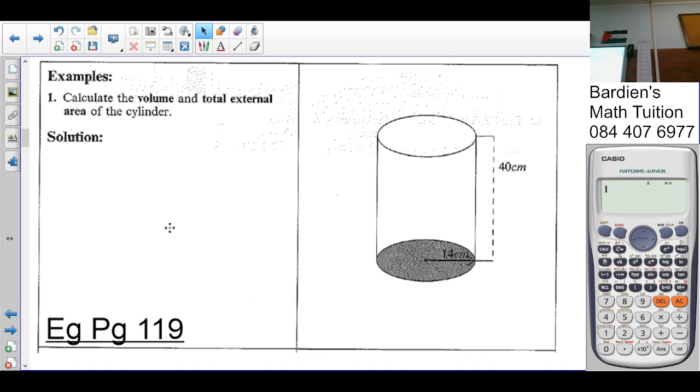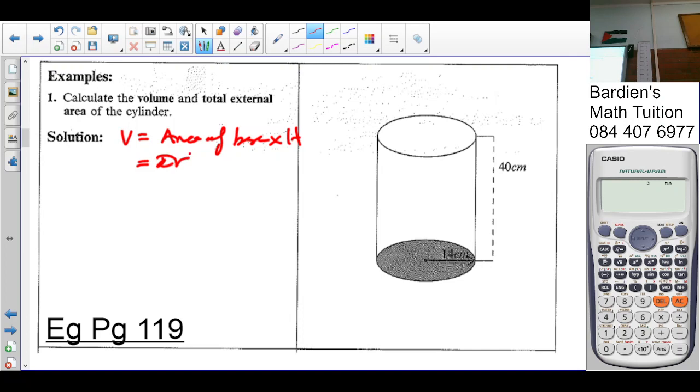So here we are asked to calculate the volume and the total surface area of the cylinder. I've given you a chance to answer these already, so I'm going straight into the examples. The volume is equal to area of base times height. So what type of shape is this base? Circular base. So it's pi r squared times height, the depth of the object. So it's pi, what's my radius? 14 squared times height, which is 40.